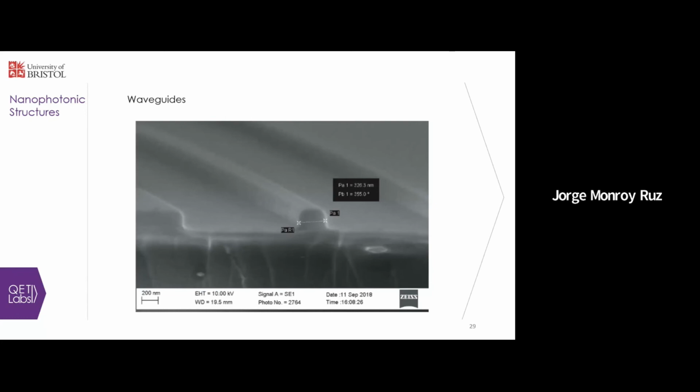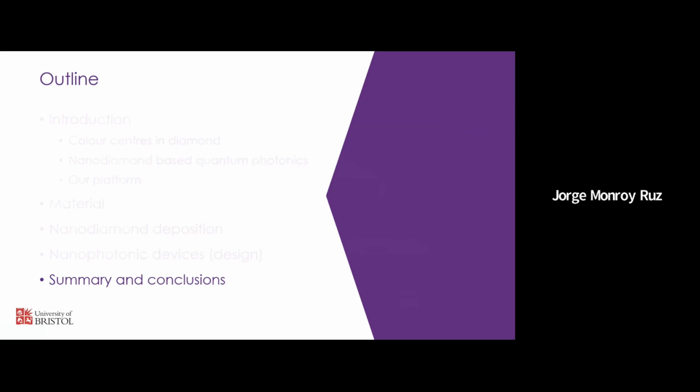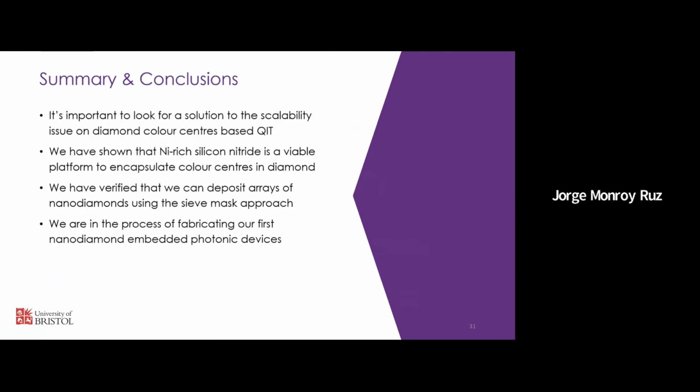So in summary, I would like to conclude by saying that hopefully I communicated how important it is to look for a solution for this scalability, because these color centers in diamond are really, really powerful and robust systems for quantum information technologies. However, we need to find a way of putting many of them together, and if we want to communicate between many of them, we need to find a way of making this in a scalable fashion.